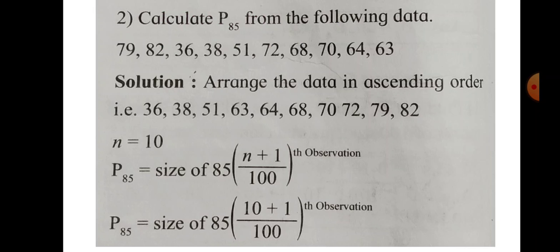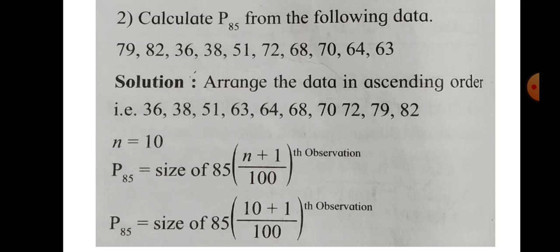Now let us see the next example, how to calculate percentiles from individual data. Here data is given. You have to calculate P85 from the following data. And what is the data here? 79, 82, 36, 38, 51, 72, 68, 70, 64 and 63.